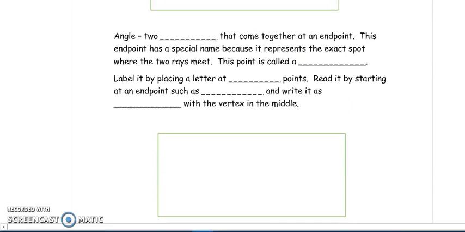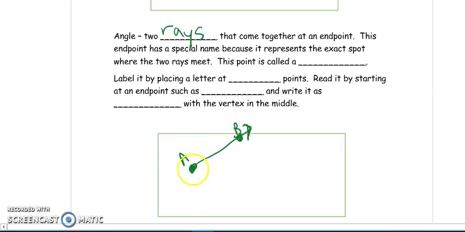Now an angle, angles are cool because it's really just 2 rays that come together at an endpoint. This endpoint has a special name because it represents the exact spot where the 2 rays meet. So let's draw a ray. We're going to call it AB. So it has 2 points, but it extends on forever.